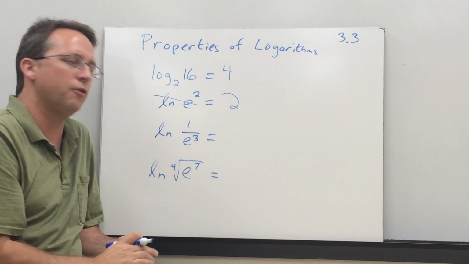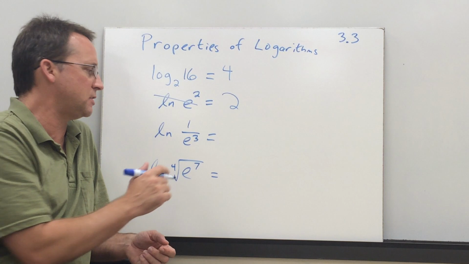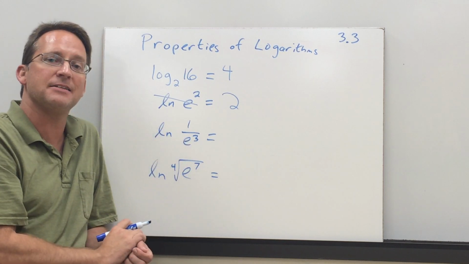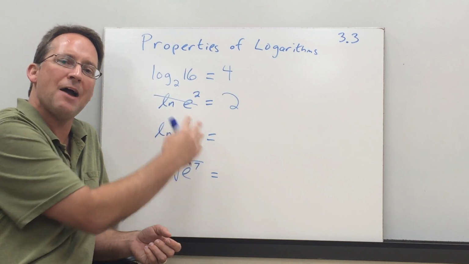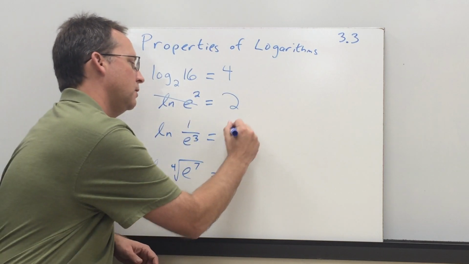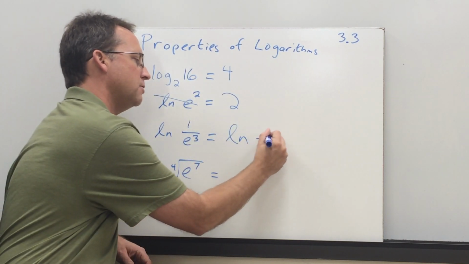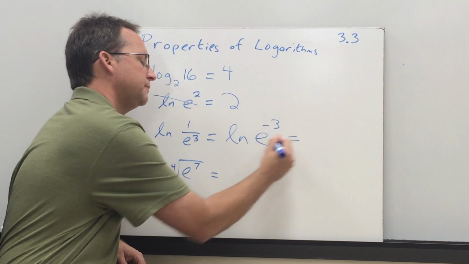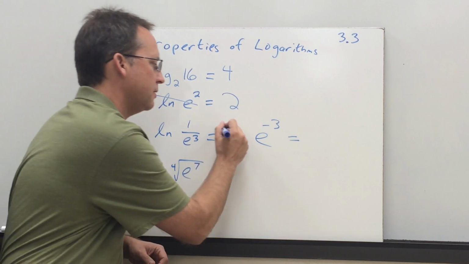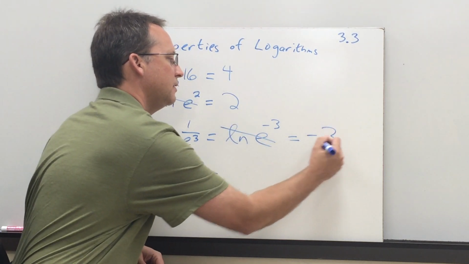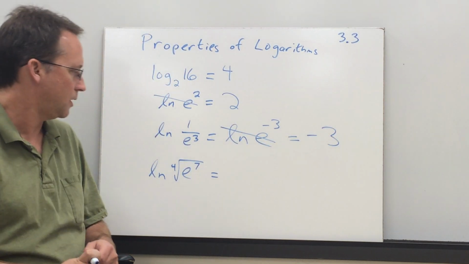ln of 1 over e to the 3rd power, we can use that property that ln and e cancel out if we can write this as e just raised to a power instead of a fraction. Remember what takes things to denominators? Negative exponents. So ln of e to the negative 3rd power, that'll cancel out, give you negative 3.